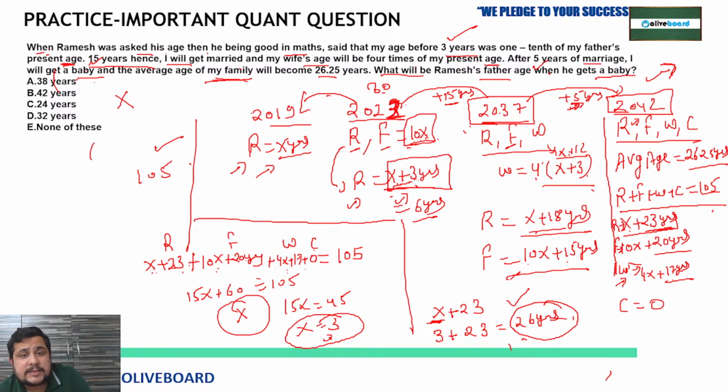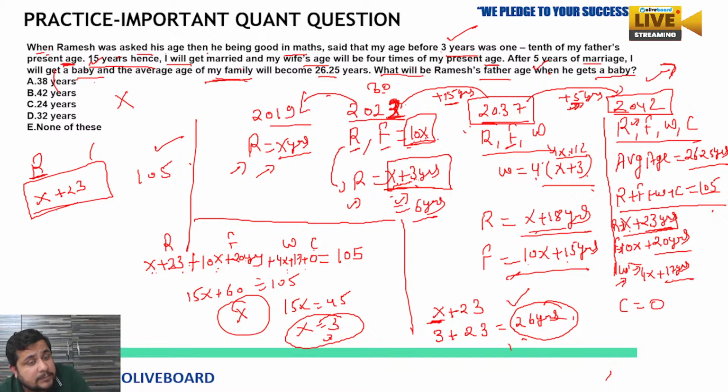Right? Plus, sorry, 15, 18 and 5, 23 years forward. Clear? So x plus 23. Now this will be the age of Ramesh during his childbirth, because we need to find out his age at the birth, right? During the birth when he gets a baby. So this would be the age.